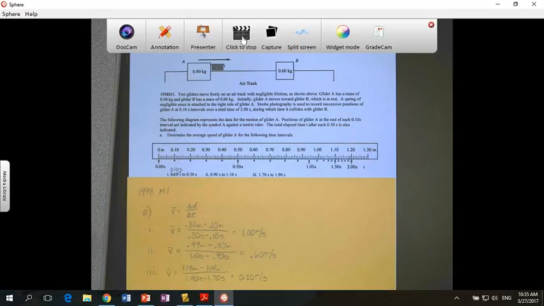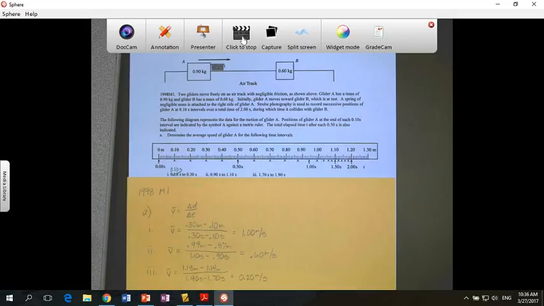Strobe photography is used to record successive positions of glider A at 0.10 second intervals over a total time of 2 seconds, during which time it collides with glider B. The following diagram represents the data for the motion of glider A. Positions of glider A at the end of each 0.10 second interval are indicated by the symbol A against a metric ruler. The total time elapsed, T, after each 0.5 seconds is also indicated.